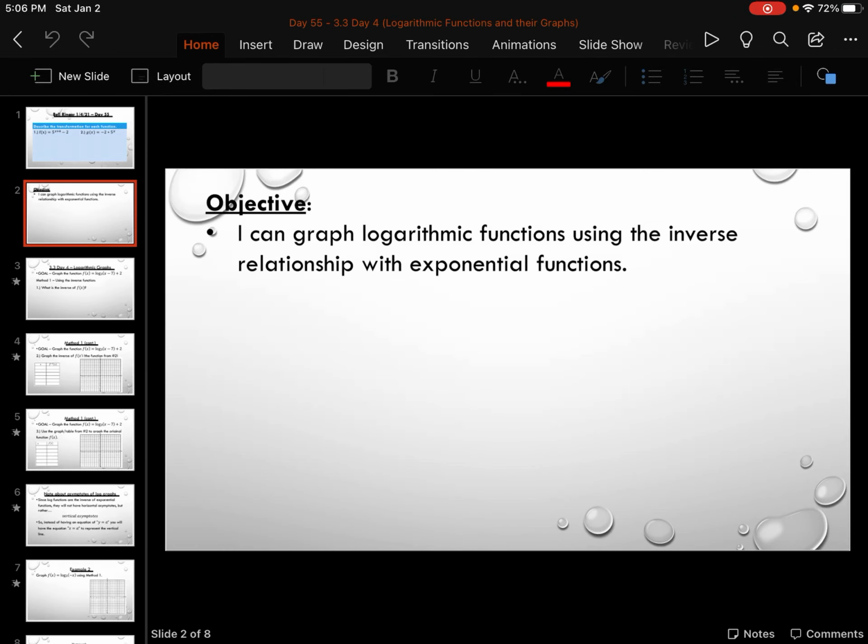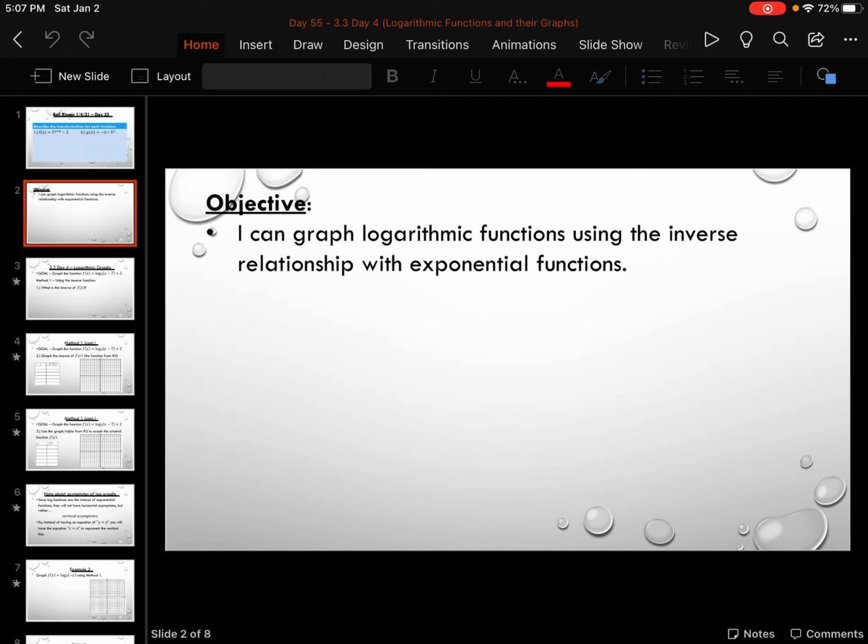Welcome pre-calculus students to another lesson in our unit of exponential functions and logarithmic functions. For today's lesson, we are actually going to be moving on to graphing log functions. We haven't done graphing in a while. The last time we did graphing was when we were looking at exponential functions, but now we will be analyzing how to graph a log function, and we're actually going to end up going over multiple methods in terms of how to graph a log function.